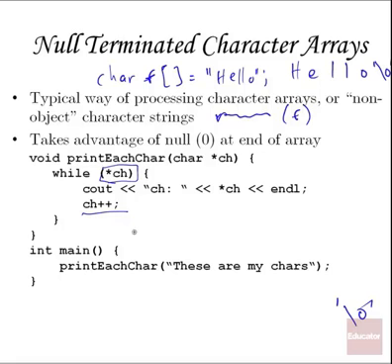The ch begins starting at h. After we print out h, we'll go through and we'll add 1 to it, which points it to e. So here we have print each char. These are my chars. You'll print out t, h, e, and so on, r, s. And when it gets to 0, it'll jump out of the loop, exit, and that'll be the end of it.